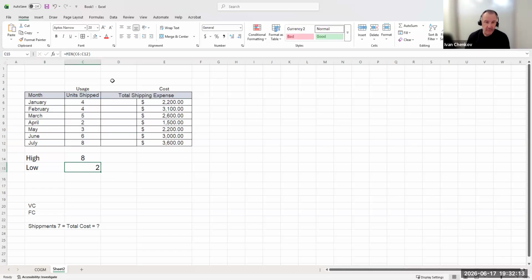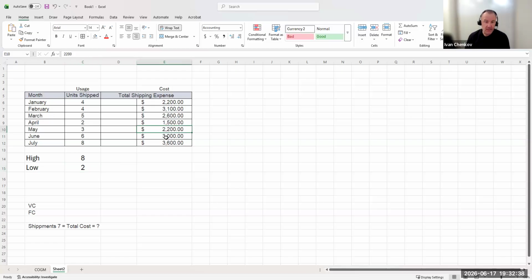And as you can see, the minimum amount is 2. So I'm going to double check and see if the 2 actually is the lowest. Yeah, the 2 is the lowest. Once I have the high and low in the usage, I'm going to chase the cost at the highest level and the cost at the lowest level, not the highest cost and the lowest cost.